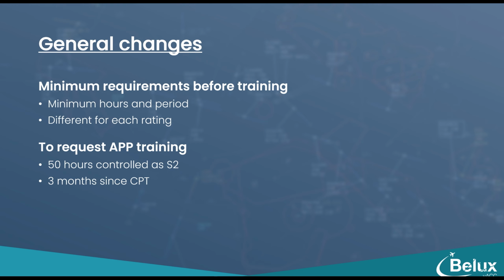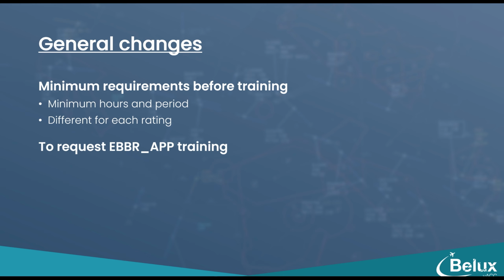So say you controlled 50 hours in a week, you will still have to wait until the 3 months are over. And if it's 3 months after your CPT, you still have to have 50 hours. So it's a combination of both. For Brussels arrival training, so after Luxembourg approach, you go to Brussels arrival. You'll have to have at least 50 hours controlled as Luxembourg approach. This is to ensure that you're already very familiar with the procedures and the standards of approach before you go to a very high traffic airport such as Brussels. And the same as before, 3 months since your CPT.